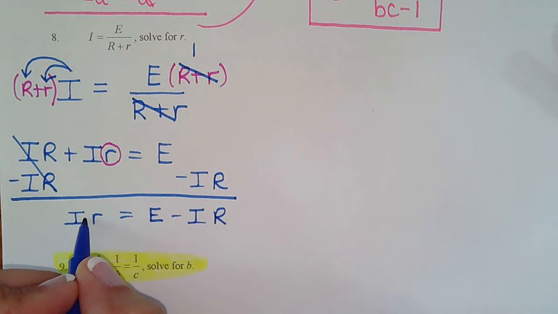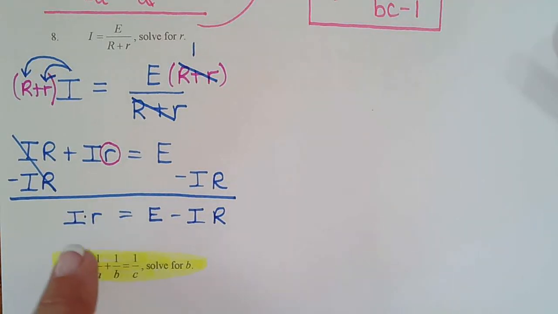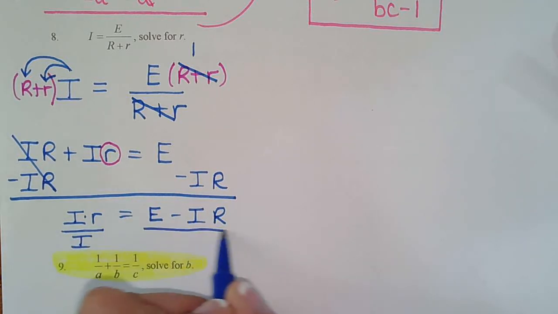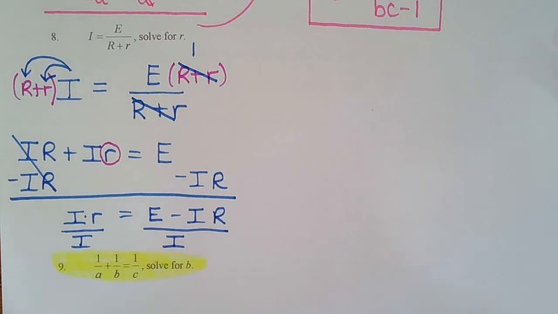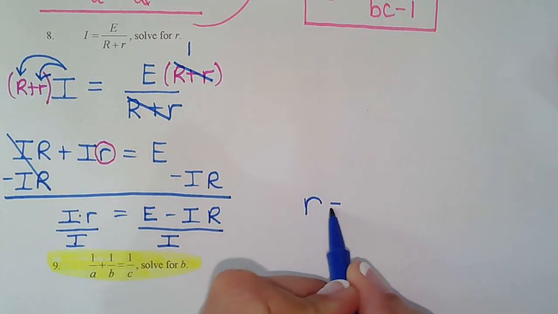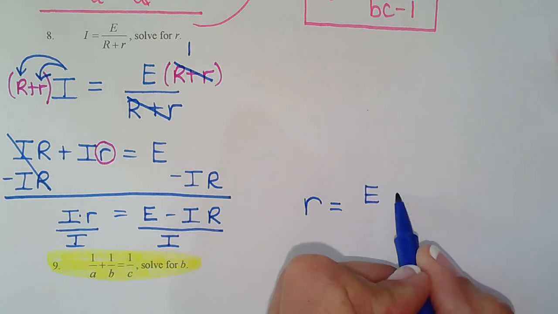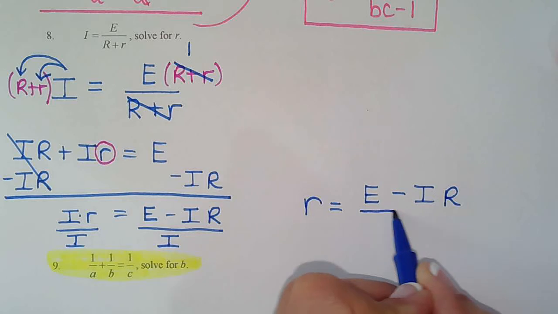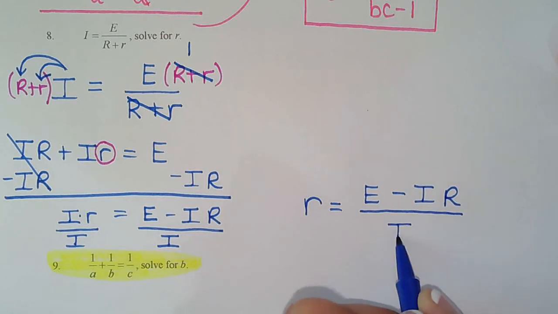So then I say, I need to get r alone. That is a multiplication. So I'm going to do the opposite. Divide. So my answer is going to be r equals E minus IR all over I.